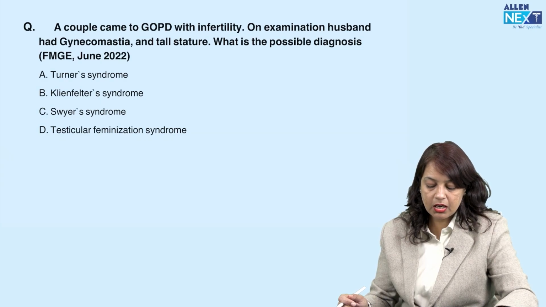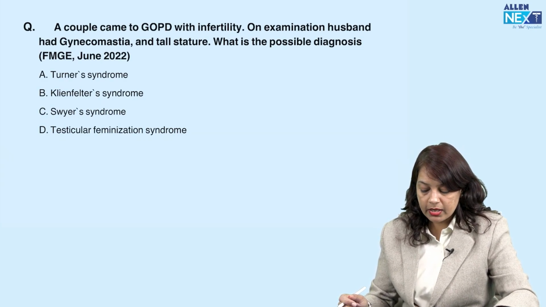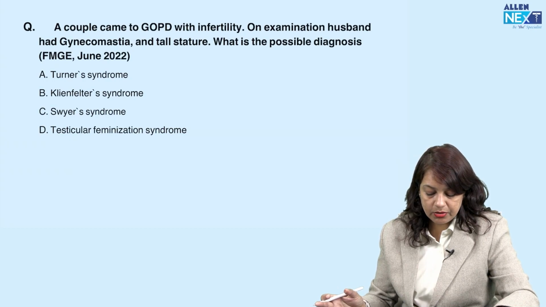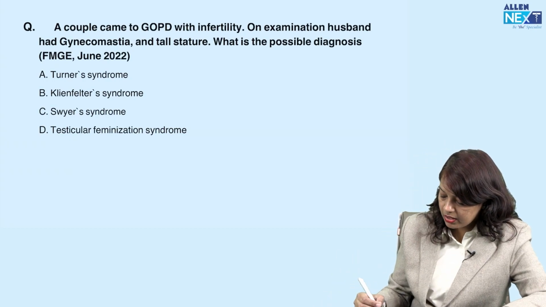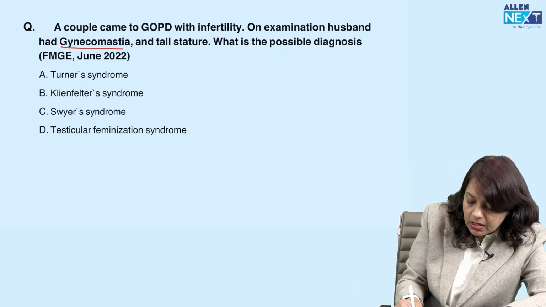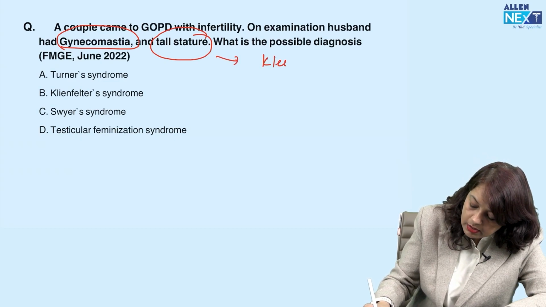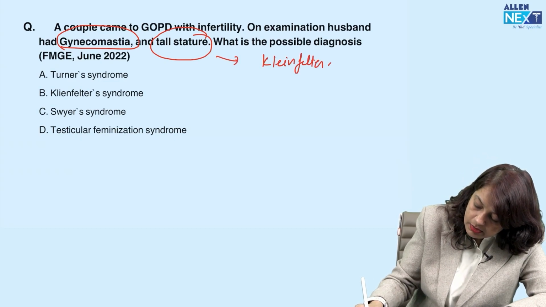Fine. Next, a couple came to gynae OPD with infertility. On examination, the husband has gynecomastia and a tall stature. What is the possible diagnosis? Now, straight away, you don't have to go and look into the other options. Gynecomastia with tall stature is none other than Klinefelter syndrome.